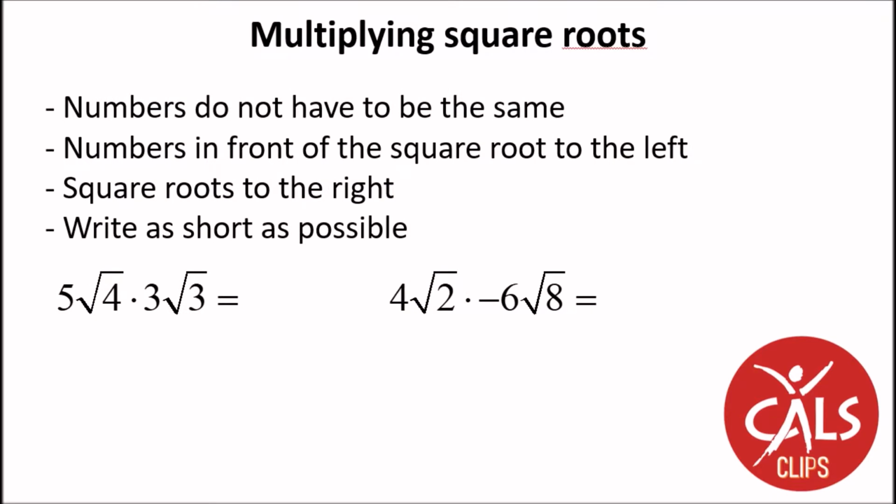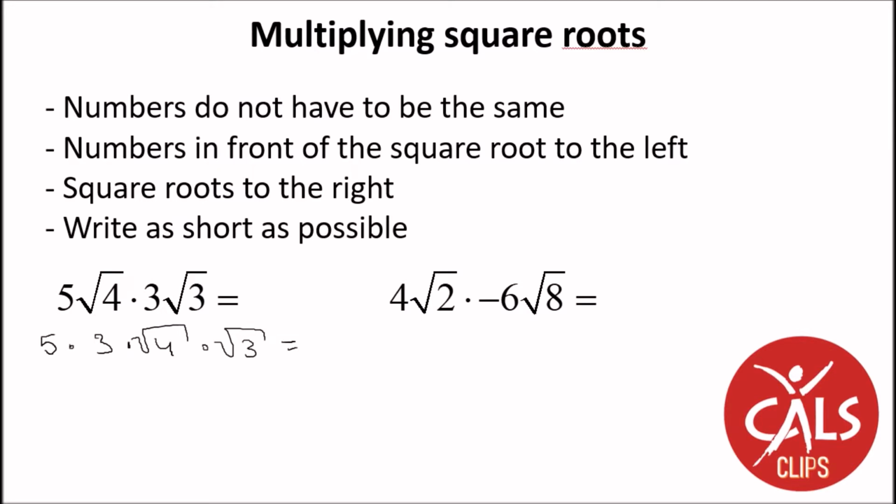Okay, then a little bit harder. You can also have numbers in front of the square root, as we saw in the video of adding square roots, if you watch that. So what do you do? You put the numbers in front of the square root to the left, the numbers underneath the square roots, or the whole square root actually, to the right, and then you multiply everything and write it as short as possible. So this one would be 5 times 3, times the square root of 4 times the square root of 3, and then you write it as short as possible.